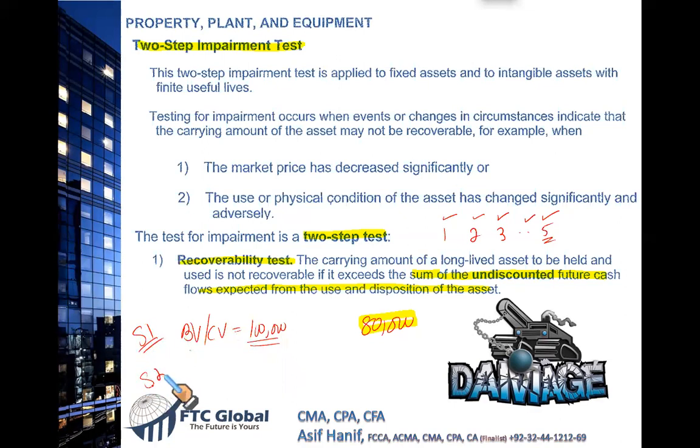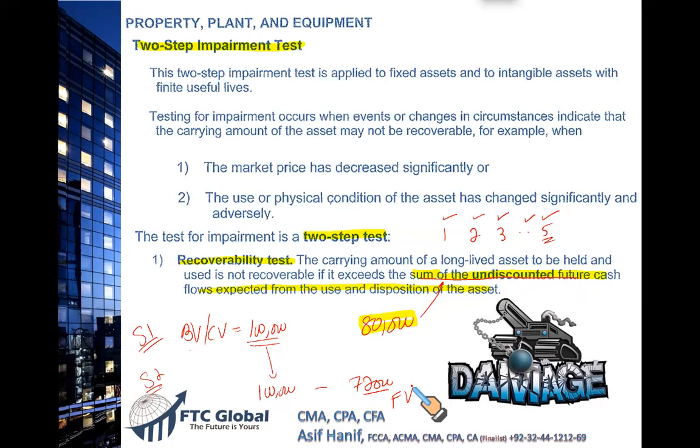In step 2, you will compare 2 things. You will take the book value, which is $100,000, and compare it with the current fair value at which you can sell off the asset. Let's say I can sell this asset right now for $72,000. Remember, this is different from the sum of undiscounted future cash flows. 100,000 is the book value or the carrying value, and 72,000 is the fair value for which I can sell this asset right now.